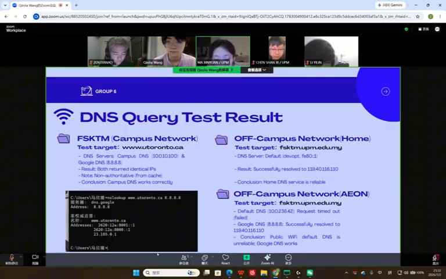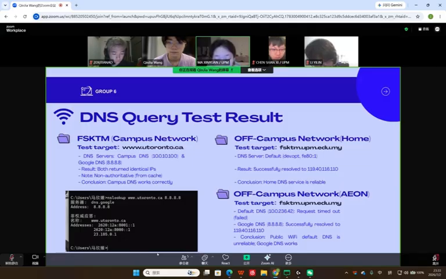Now let's look at our DNS test slide. We ran nslookup on 3 different networks. First is the campus Wi-Fi. We searched the website www.utoronto.ca. We tested 2 DNS servers, the school's own DNS and the Google Public DNS 8.8.8.8.